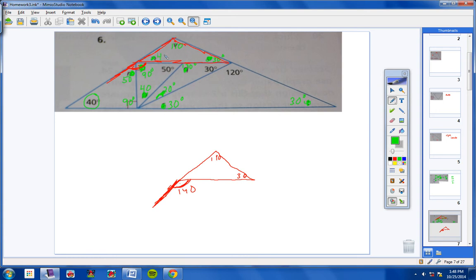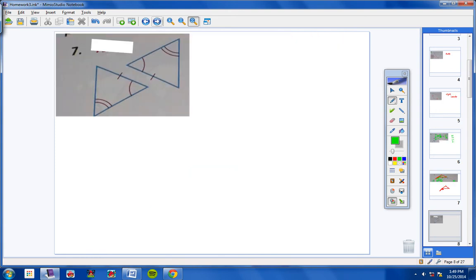Now, if I know this angle here is 110, then 110 plus 30 is 140. So this right here would be 40 degrees. Because 110 plus 40 plus 30 is 180. Okay? That's how I did it. I'm sure there's other ways to do it, but that's how I did that problem. Okay? All right, number 7.